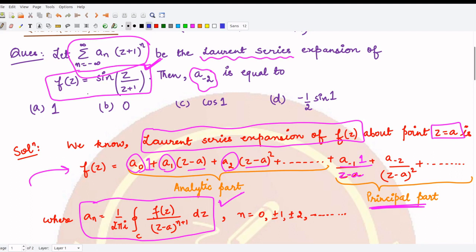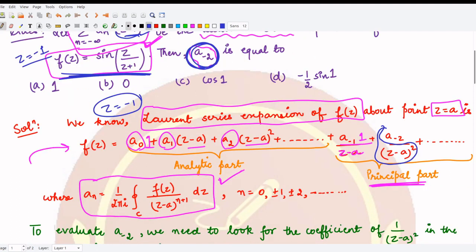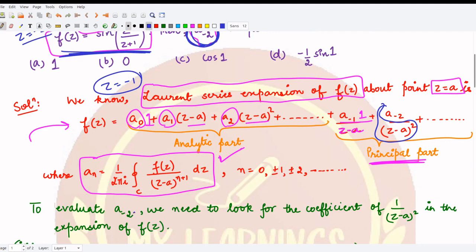We can simply expand this function, if it is possible, about the point. Here in our case, what is the point? The point is simply z = -1. We can clearly see from here, right? Because this is how we expand our function. So if we expand this function about the point z = -1 and look at the coefficient a_(-2), that means we look at the coefficient of 1 upon (z - a) raised to power 2, then we are done with this question. So let's have a look and proceed with the solution. So we have to find this coefficient.